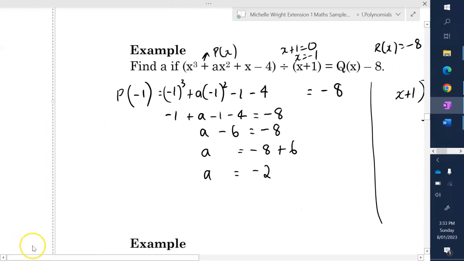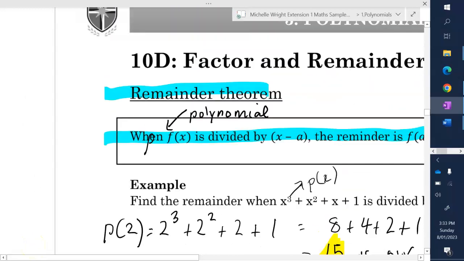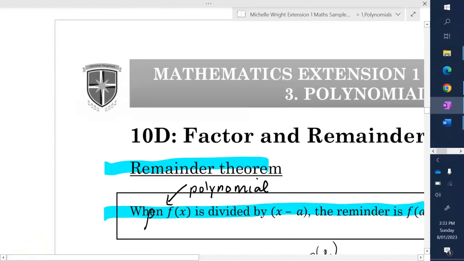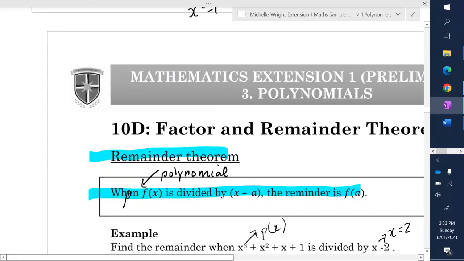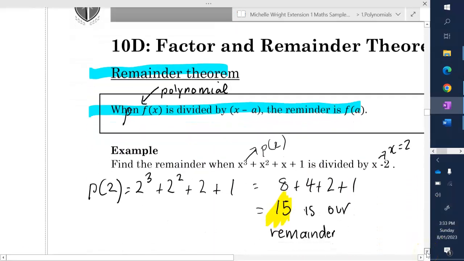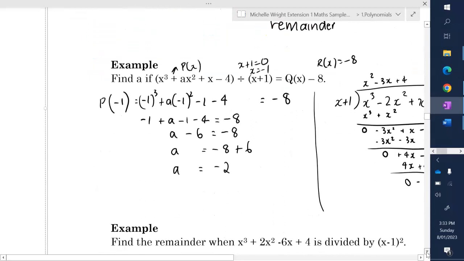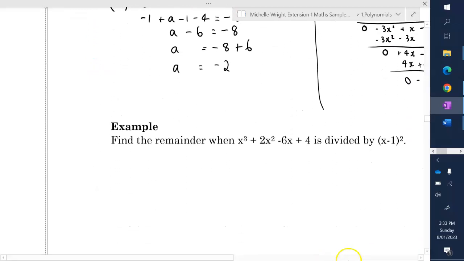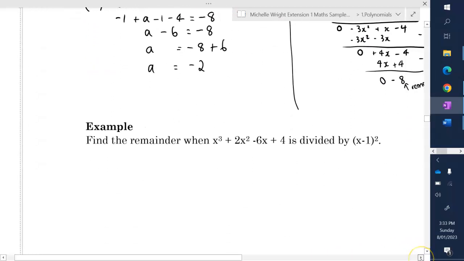Our rule tells us that when a polynomial is divided by some other function, for example, x minus a, the remainder is f of a. So we need to memorize that. That is something that you're not going to get given to you in your HSC examination, but you'll need to memorize it. Okay, let's have a look at another one.